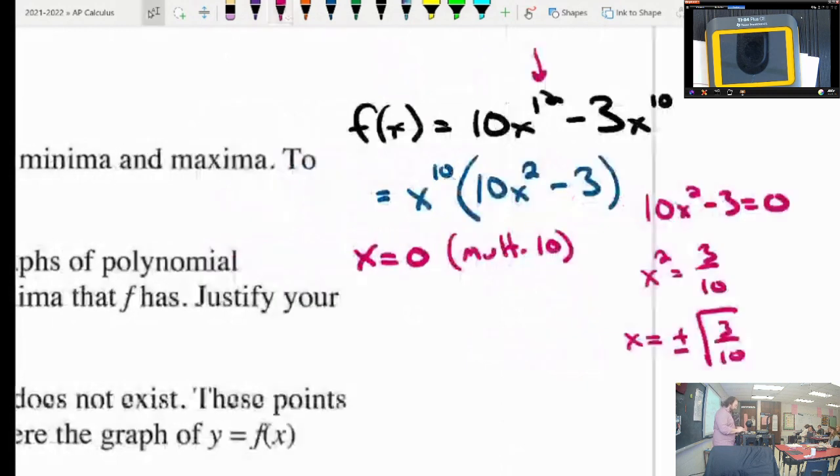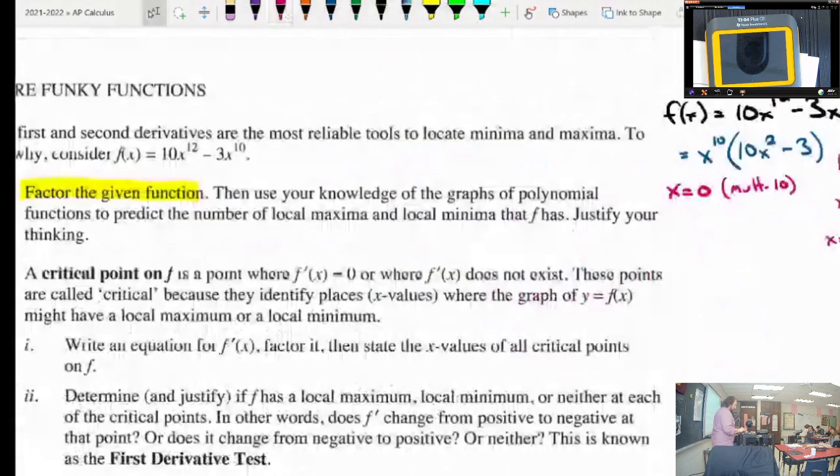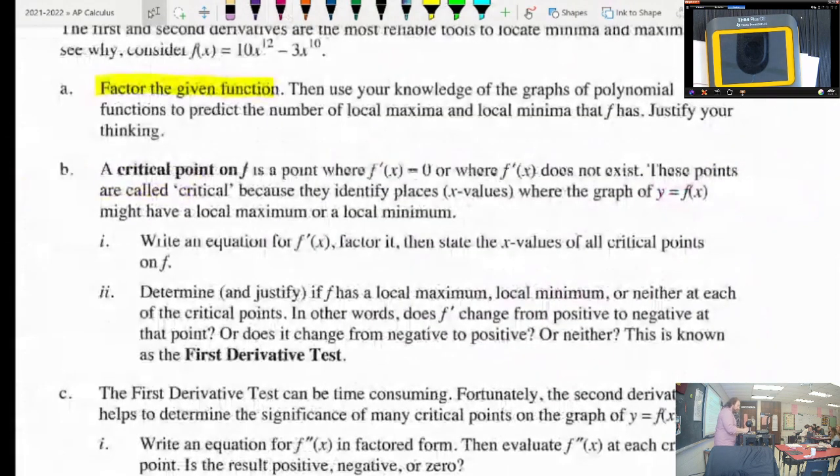This is calculus. We're about to take the derivative of this thing. So I'm going to introduce you to a lot of important vocabulary along the way, too. Today is a very vocabulary-heavy day. A critical point is what we're going to call these from now on.